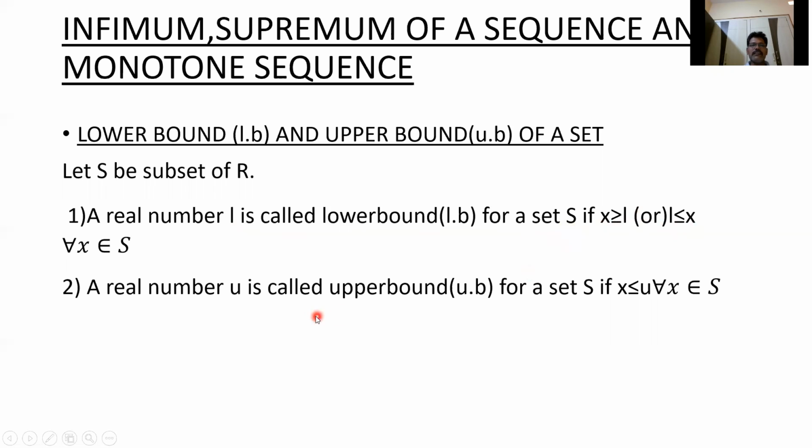Upper bound means a real number U is called an upper bound for a set S if x is less than or equal to U for all x belonging to S. That means every number of S is less than or equal to U. So if every number in the set S is always less than or equal to U, then U is called an upper bound for the set S. Lower bound means every number in the set is greater than or equal to L.